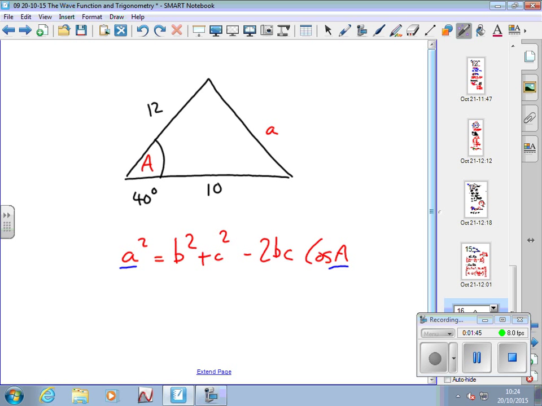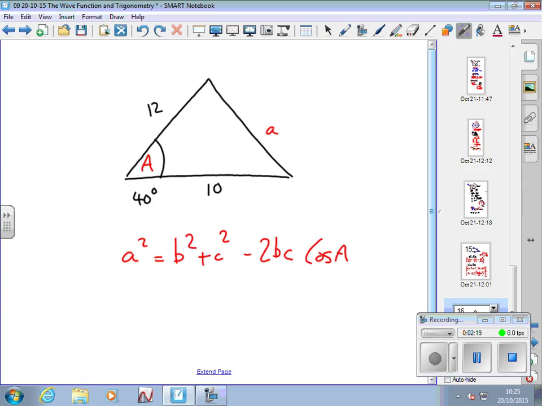So to be able to use the cosine rule, you do need to know the angle opposite the side you're after. And you need to know the other two sides, B and C. It doesn't matter which one you call B and which one you call C. If you only knew one of the sides, you wouldn't be able to use the cosine rule or the sine rule. You'd have to think of another way to try and find out the information you need.